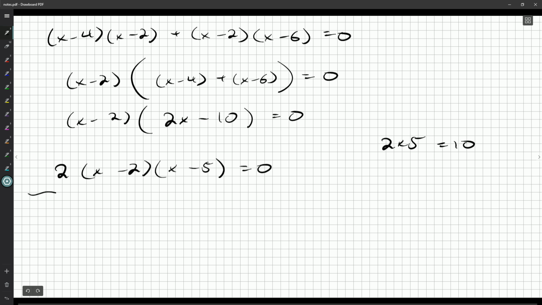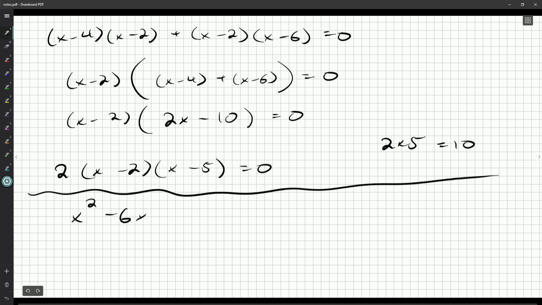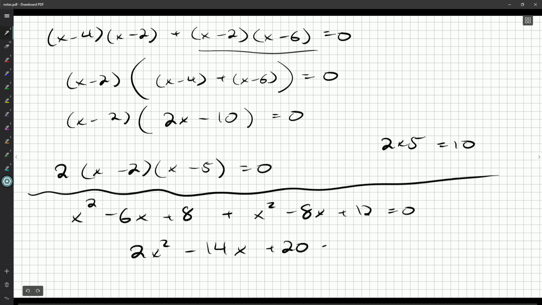Another way to do this would be to actually work out what the equation is. Expanding (x - 4)(x - 2), you'll get x² - 6x + 8. And then plus, you expand this part out, you'll get x² - 8x + 12 = 0. Combining those, you'll get 2x² - 14x + 20 = 0.